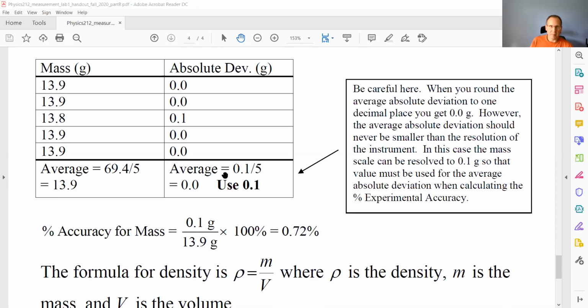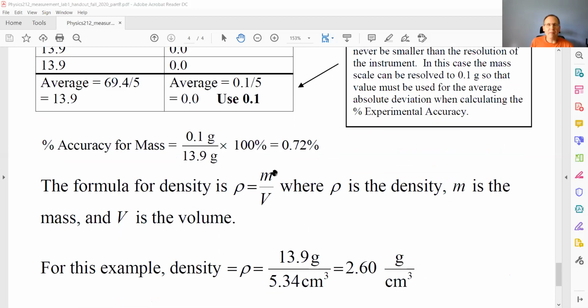that's 13.9. Find all my absolute deviations, so 0.0, 0.0, 0.1, 0.0, 0.0, and average these, right, which I'm going to get 0.02, but then I need to round to the resolution of the instrument, which is 0.0. But then remember I have to argue, well, I can't use 0 or 0.0, I have to use at least the resolution of the instrument, so I have to use 0.1. So now when I calculate percent experimental accuracy for mass, it'll be 0.1, which is here, divided by my average mass times 100, so 0.72%.